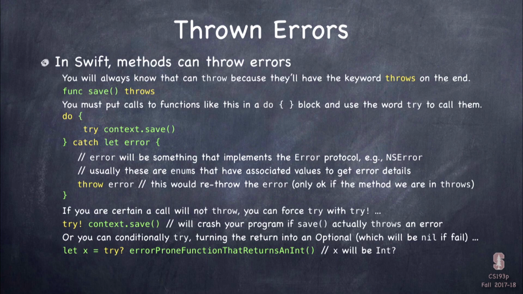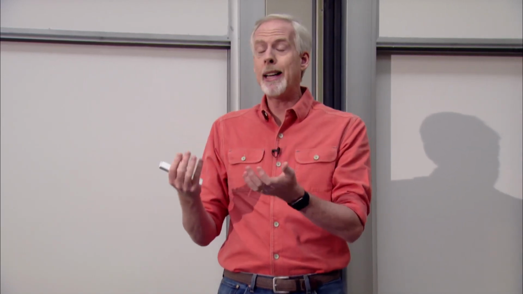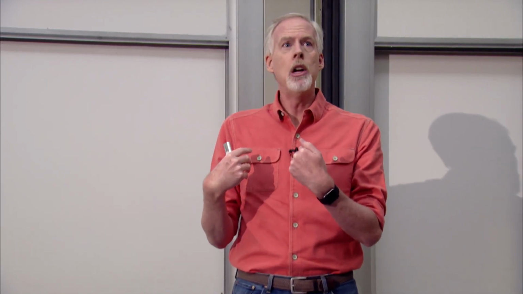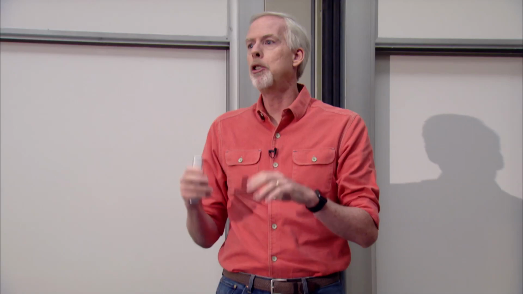Now the interesting thing is, you might be calling a function that returns a value, okay, and that can throw. So here I've got my error-prone function that returns an int, okay, and so what if I want to try it with try question mark? Well, if it succeeds, I need that int back, but if it fails, I can't get the int back. Okay? So what happens when you do try question mark? It changes the return value, essentially, of the function to be an optional version of that value.